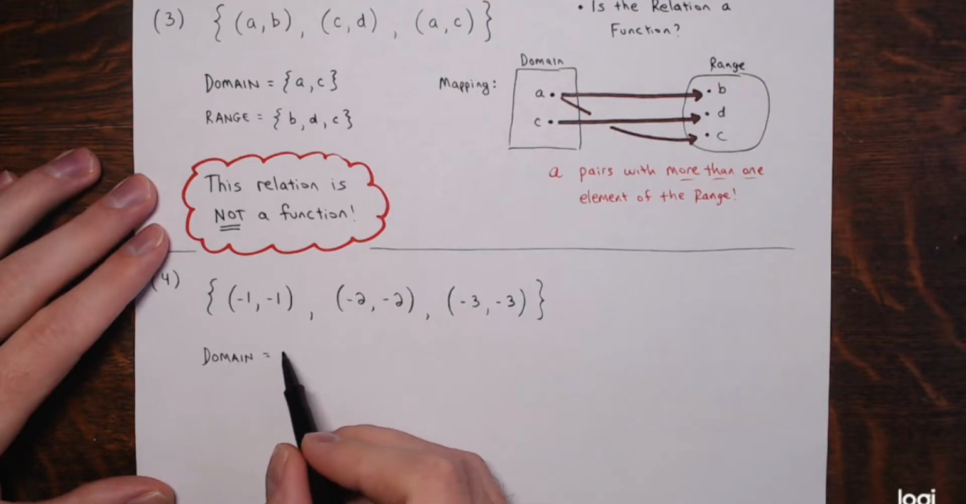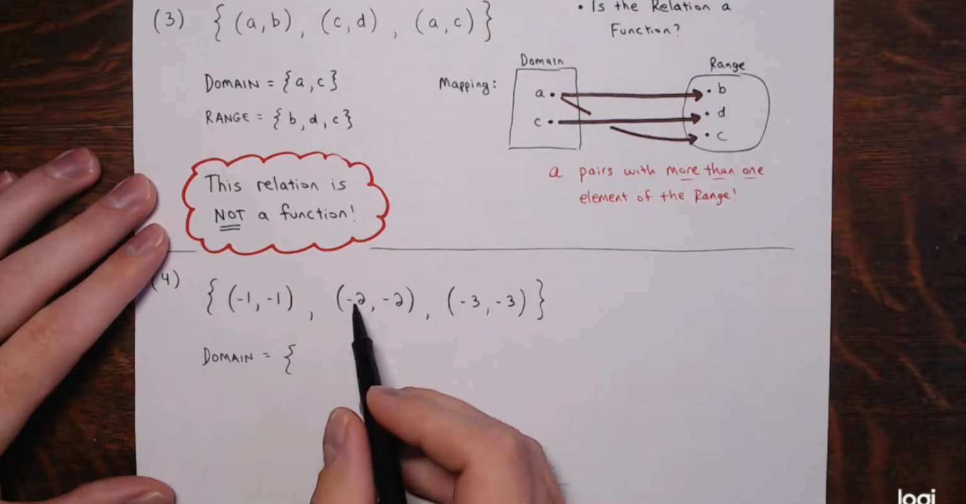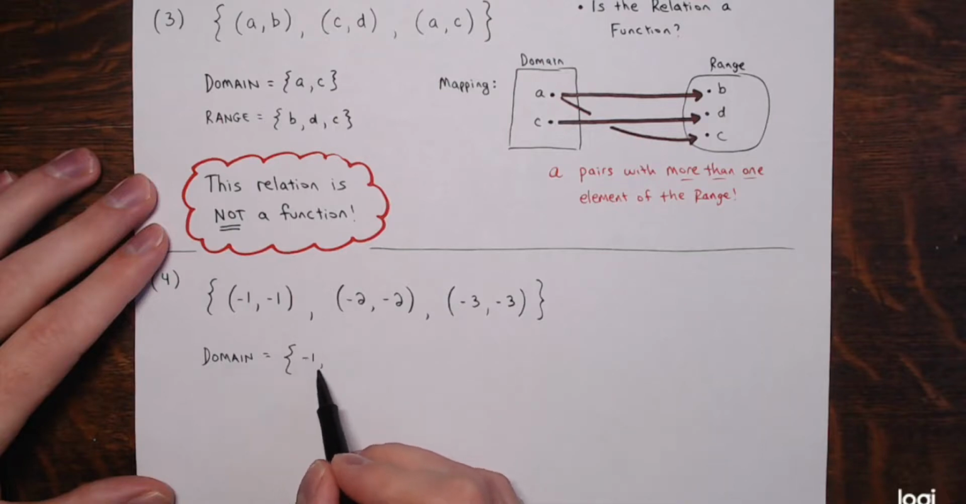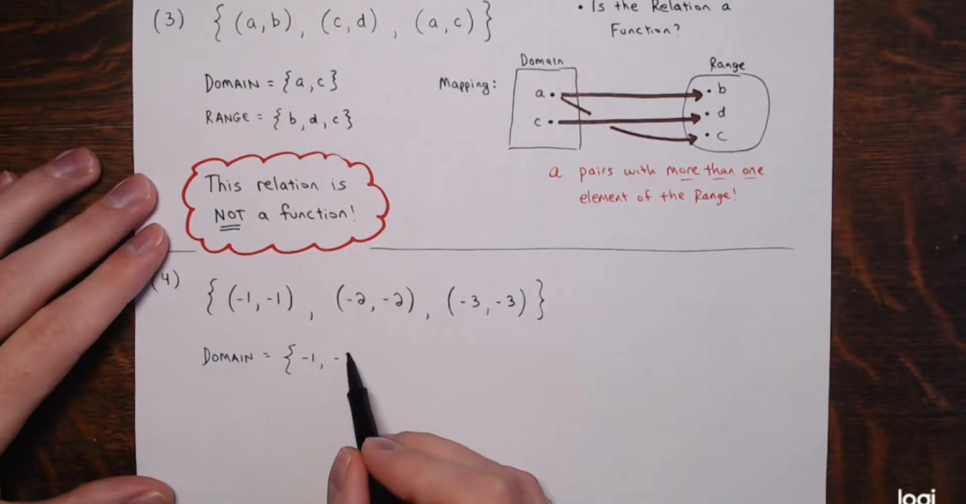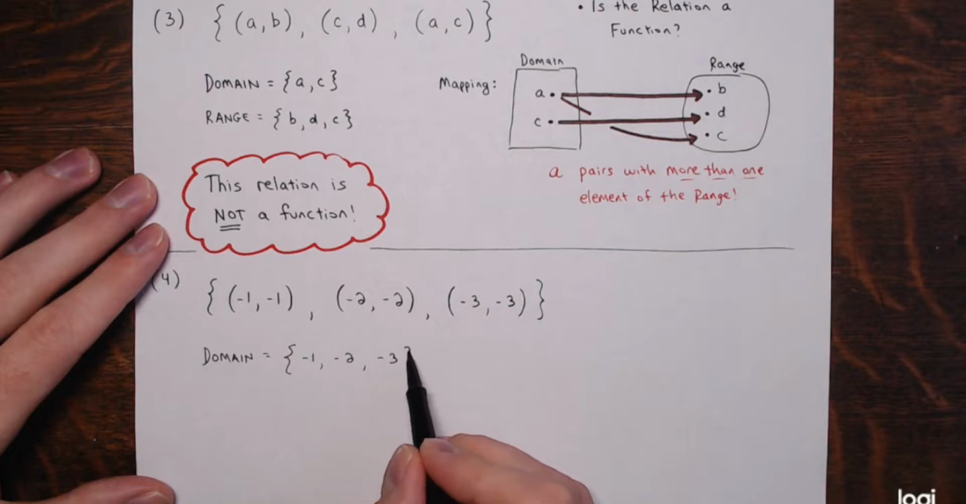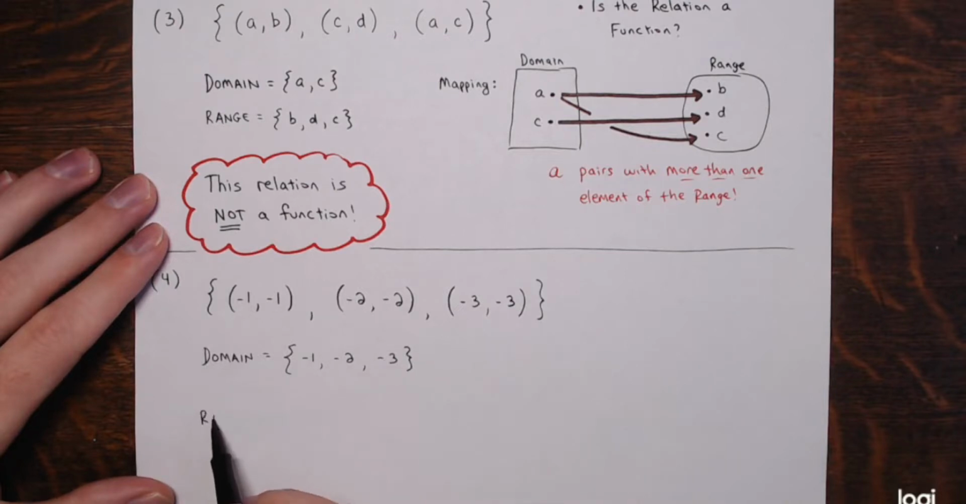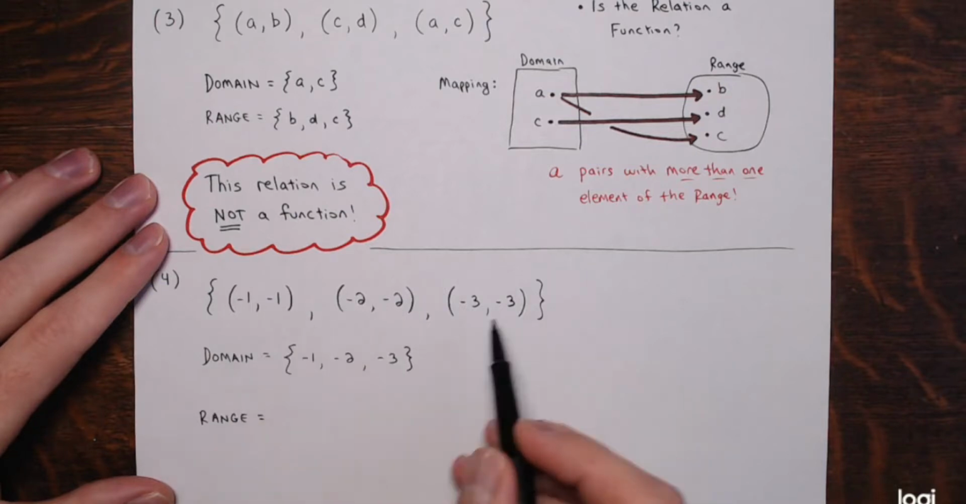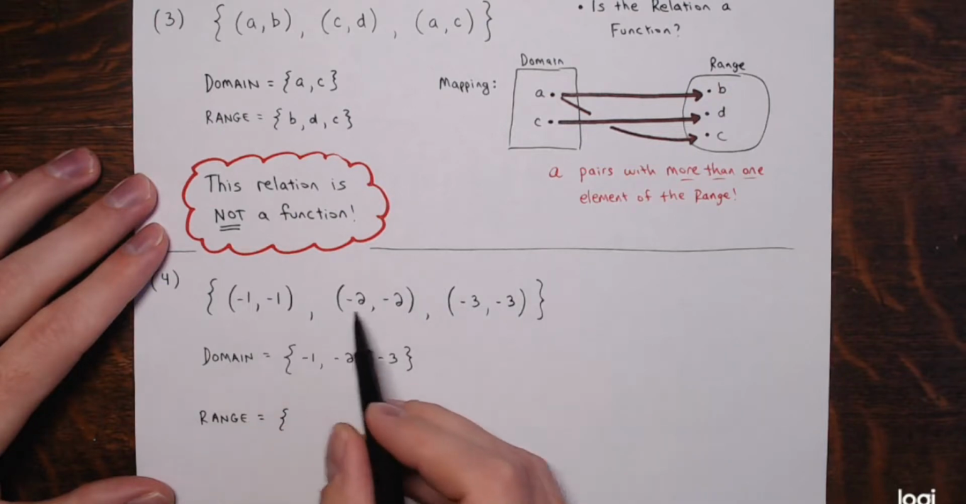And again, there aren't any repeats, right? It's just all the first coordinates, -1, -2, and -3. And I'll state the range, which is all the second coordinates, right? So the set with -1, -2, and -3 in it again.